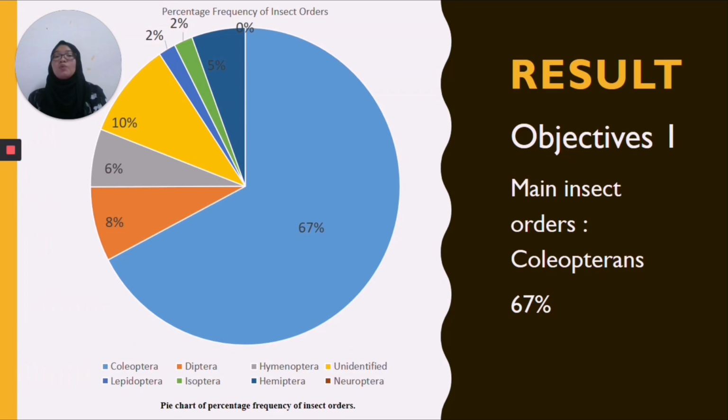For the result of my first objective, I can say that the main insect order consumed by Rhinolophus stheno is Coleoptera, which is 60%, followed by 10% of other unidentified orders, 8% of Diptera, 6% of Hymenoptera, followed by 5% of Hemiptera, and both 2% of Lepidoptera and also Isoptera.